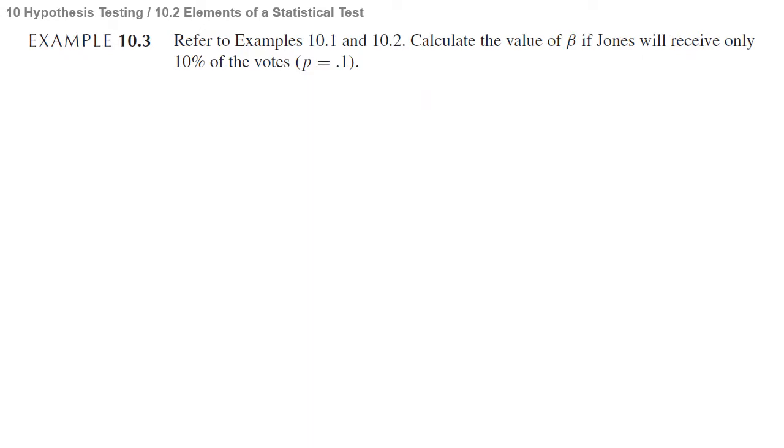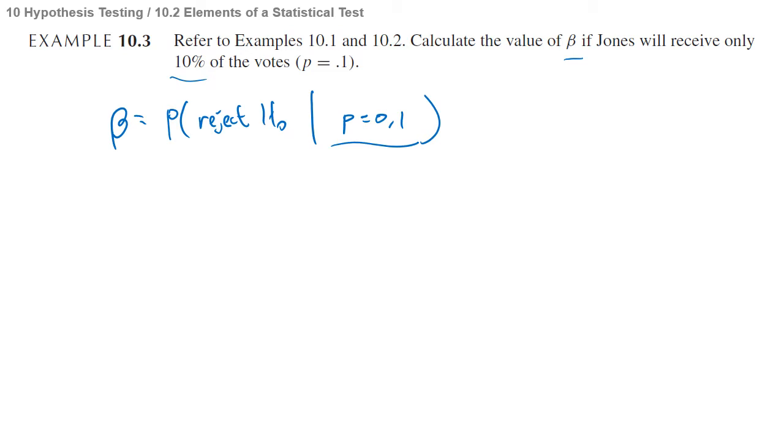Let's move on to example 10.3. Refer to example 10.1 and 10.2. Calculate the value of beta if Jones will receive only 10% of the votes. Okay, so this time we will have our alternative situation as p equals 0.1. If the truth is p is 0.1, what would be the probability of rejecting the null hypothesis? So we want to calculate beta, which is the probability of rejecting H0 given the truth is p is 0.1.